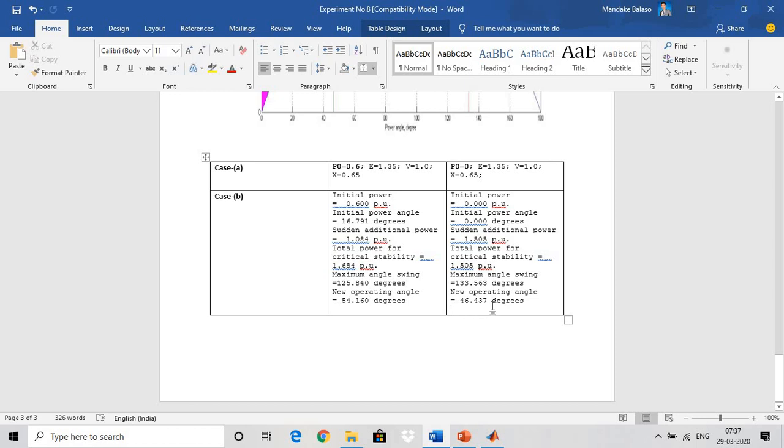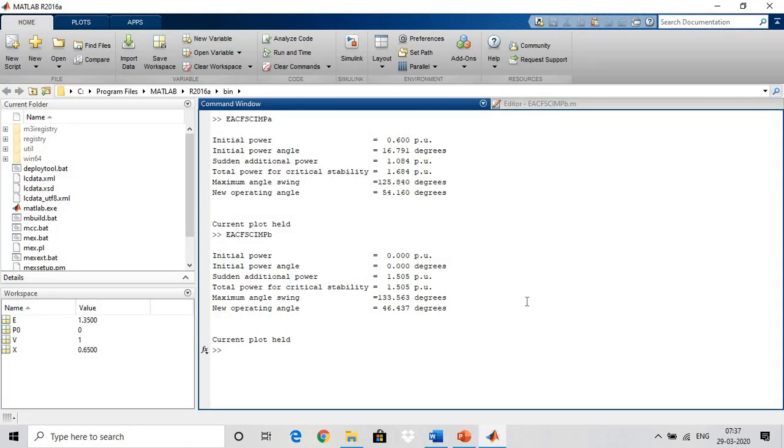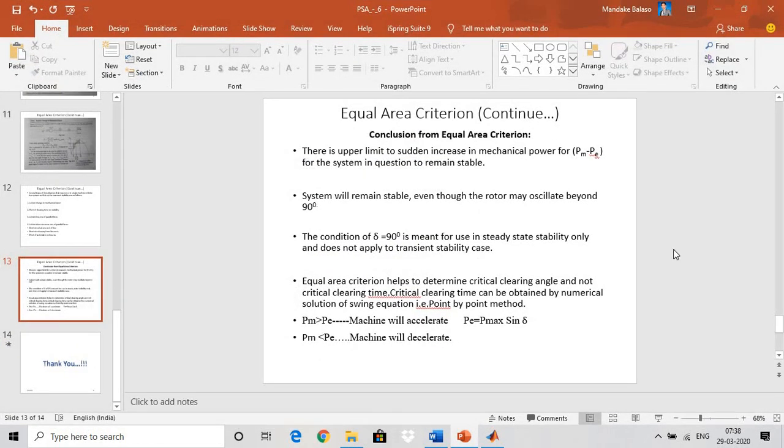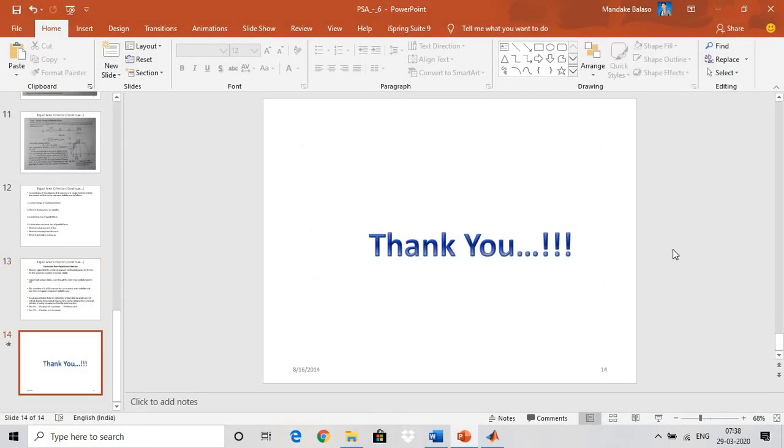Thus, the conclusion of this experiment is that we studied the concept of equal area criteria and the concept of transient stability, and we tried to understand how the equal area criteria is useful to determine the stability, and how we can study the equal area criteria by using the MATLAB software. Thus, we see the use of MATLAB software for power system analysis purposes. So with this, there is the end of the 8th experiment. Thank you.